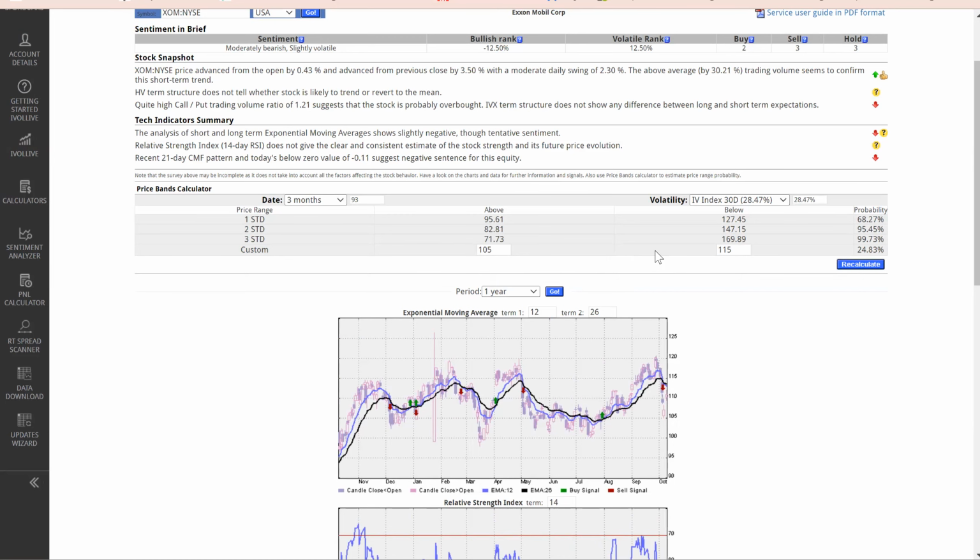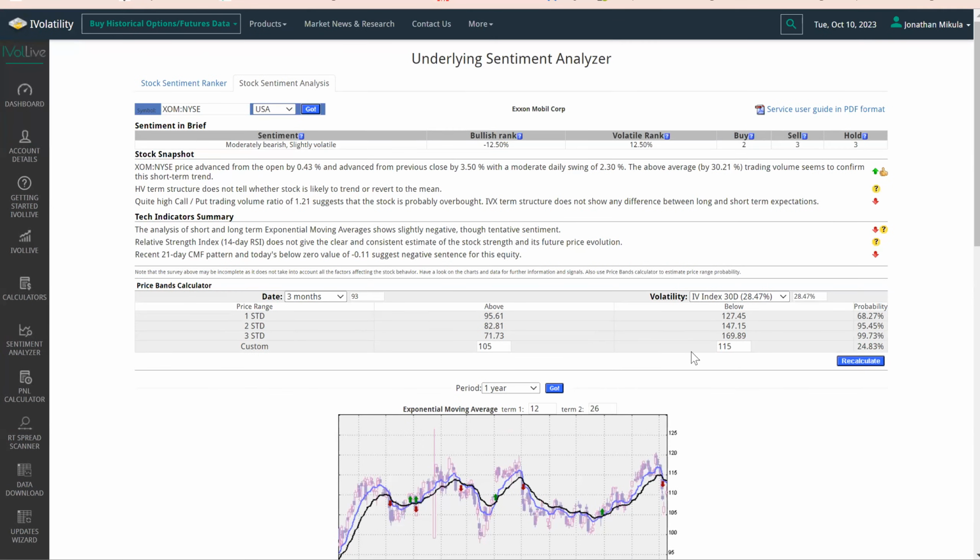And that's helpful, right? Because we can now look at that to maybe do a strangle or a straddle trade, because if we know a stock won't stay within these particular price ranges, we can design an options trade accordingly. And so what I mean by that is we could come back over to IVOL Live.